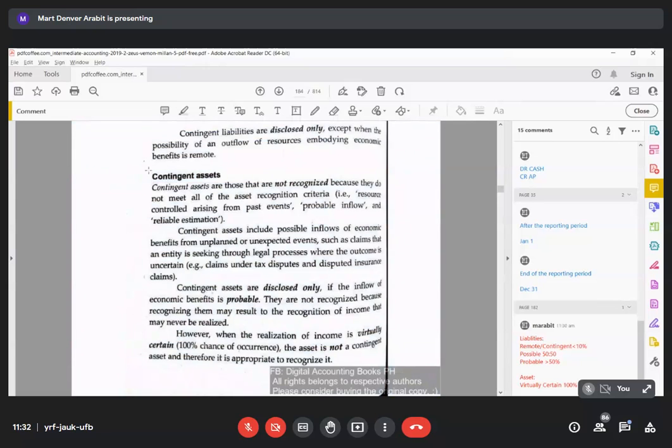Napaka-conservative ng standard pagdating sa recognition of income. Pero napaka-loose naman niya sa recognition of liabilities. So, ganun siya.